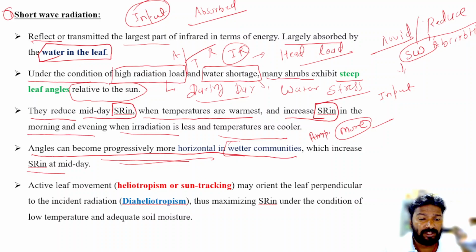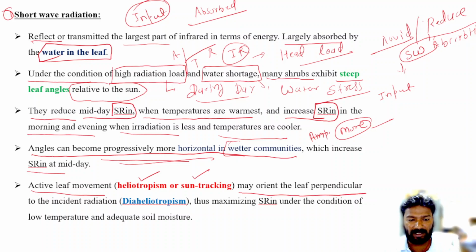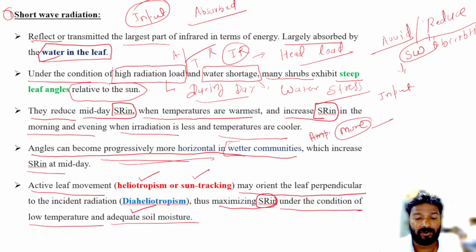So there is active leaf movement that is known as heliotropism or sun tracking, meaning leaves are following the sun. They may also orient the leaf perpendicular to the incident radiation, that is known as heliotropism, which maximizes the absorption of solar radiation under the condition of low temperature and adequate soil moisture.